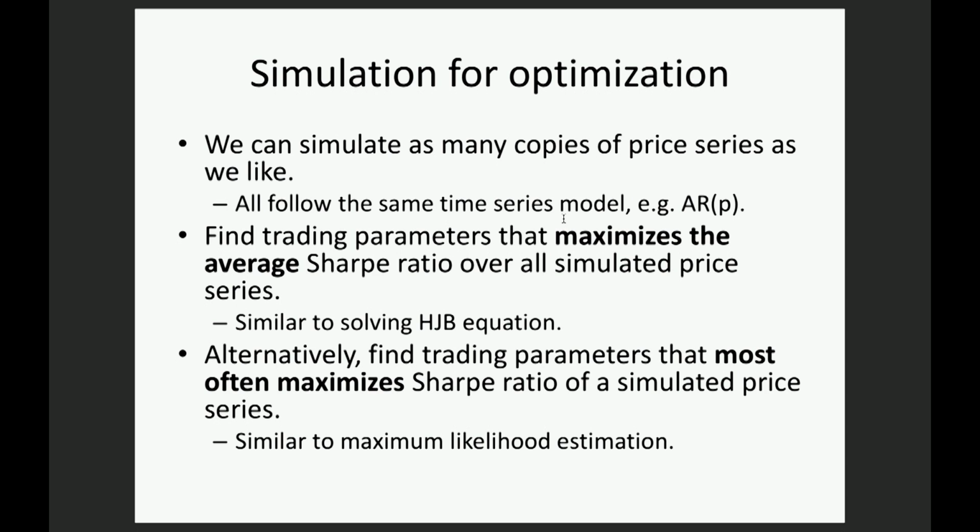But alternatively, you can also say that we want to find the trading parameters that most often maximize the Sharpe ratio of a simulated price series, in a manner very similar to a maximum likelihood estimation. In that second scenario, we are not averaging across all the paths, but only looking at those paths that have the highest Sharpe ratio. We will compare the pros and cons of the two approaches. But just to give a spoiler, the first approach is actually more accurate.